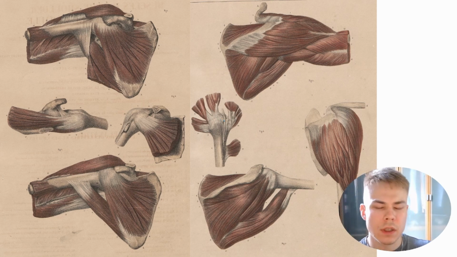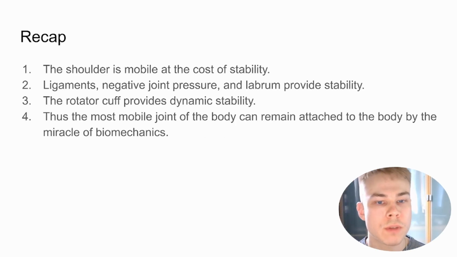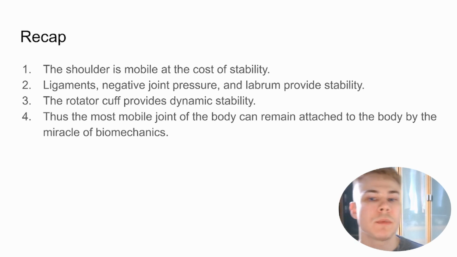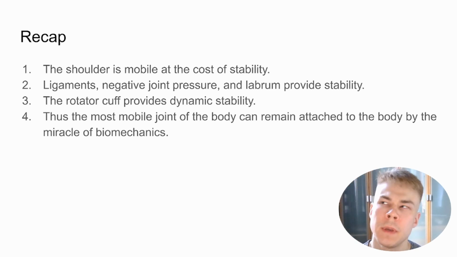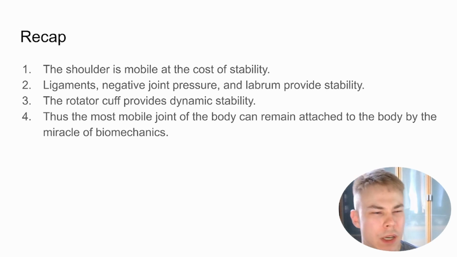How many times can you say that in one video? Anyway, let's recap. So the shoulder is the most mobile joint of the body, but it comes at the cost of stability. I think it's the most commonly dislocated joint of the body as well. I might be wrong, but that would make a lot of sense.